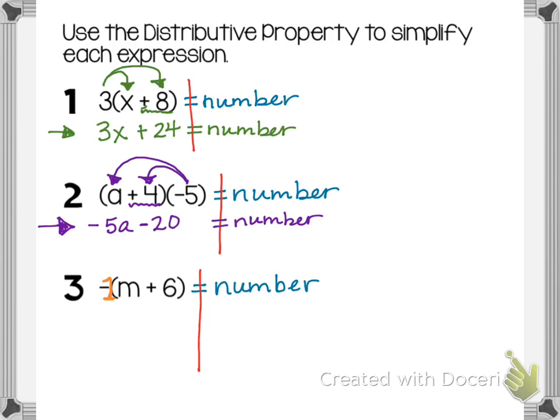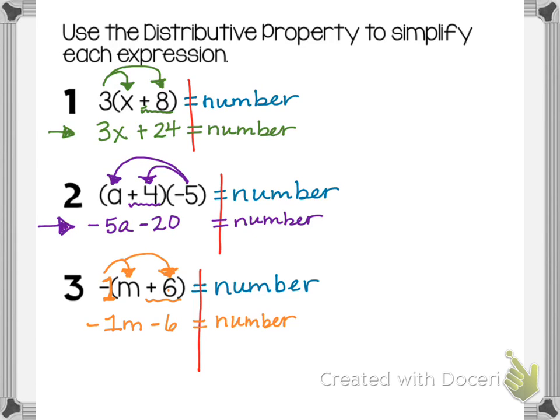So it's negative 1. So if you have a negative just floating by itself, and you need to put a number there so you can know what to multiply, it is a 1. So this is negative 1 that we are actually going to distribute. Okay? And so I'm doing negative 1 times m and negative 1 times a positive 6. So this is negative 1m, negative times m equals negative 1m, and then negative 1 times 6 is negative 6, and then it equals whatever your number is.